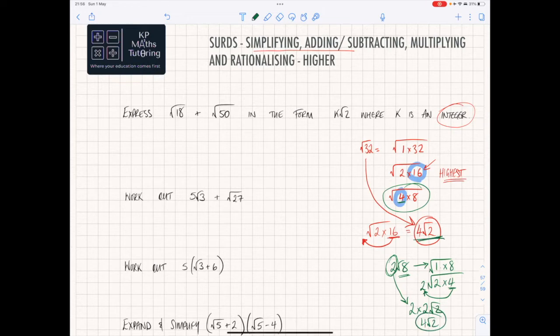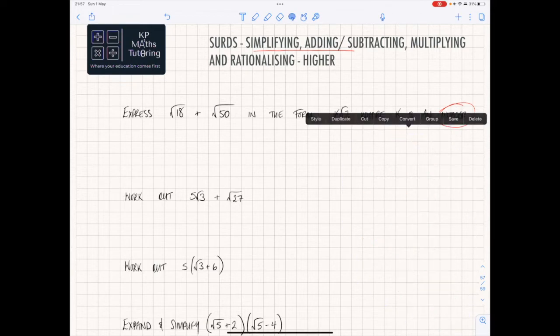So if you have multiple square numbers that go into this number you're looking at simplifying, choose the highest one. Because otherwise, if you don't choose the highest one, you end up with this situation here. And then from here, you still have to simplify that surd, because there is a square number that goes into it, and then you multiply it by what's on the outside.